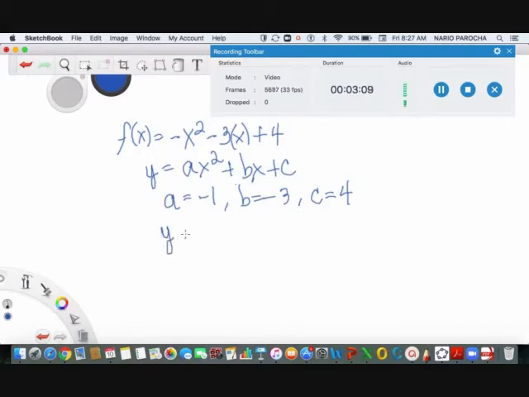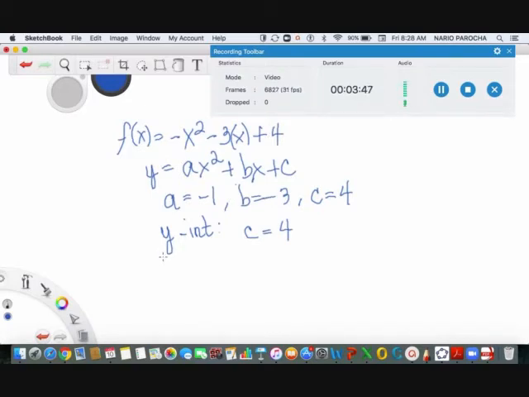We begin with the y-intercept. The y-intercept is the value of c. Why the value of c? Because to get the y-intercept, we set the value of x to 0. So this part is 0, this part is also 0, and that leaves you only this constant 4. That would be our y-intercept.